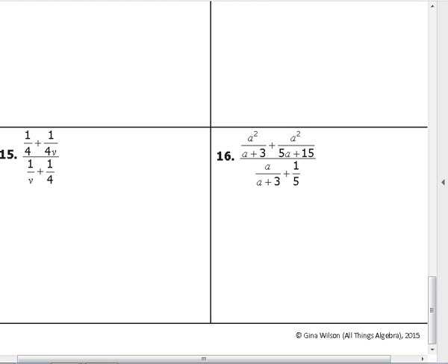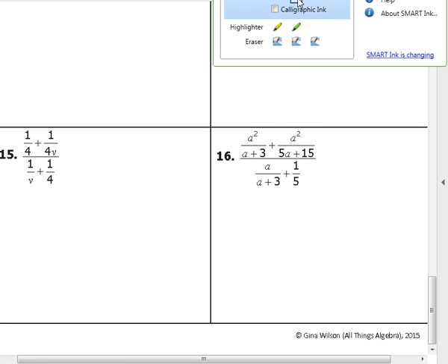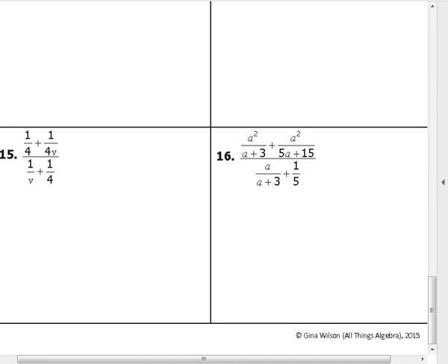Okay, I've got 4, I've got 4b, I've got b, and 4. So if I look for a common denominator between all of those, it's just 4b. I'm going to use a different color so y'all can see the difference here. What I'm going to do on this one is multiply every numerator by that common denominator of 4b.